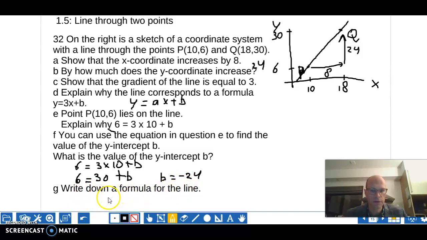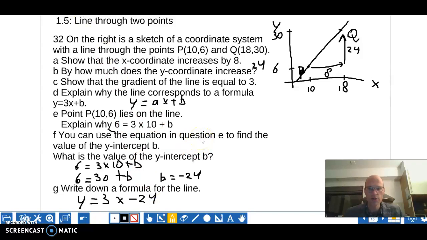And now at part g, I need to write down a formula for the line. We have that b is minus 24, and we already have y is equal to 3x plus b. So the b we're going to fill in as well. Well, y is 3x minus 24.